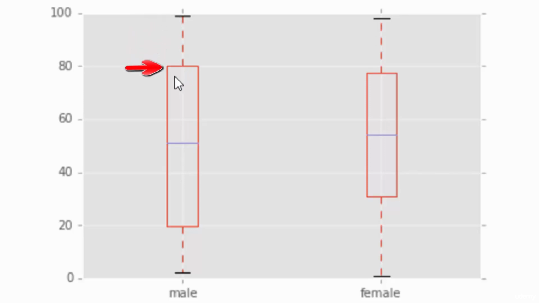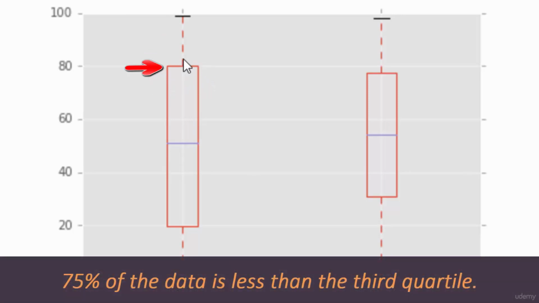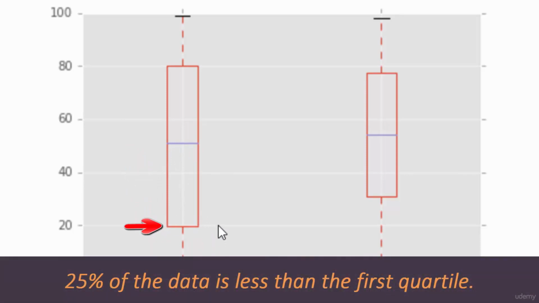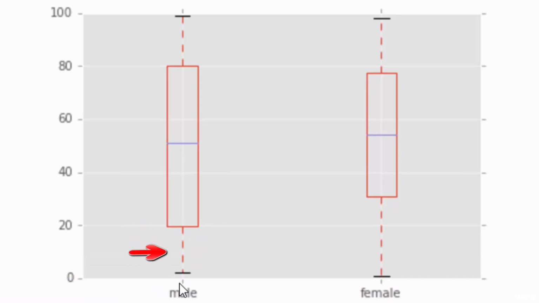Moving down to the top of this battery-like box, it is the third quartile. The quartile means that 75% of the value in this column is smaller than the quartile. Moving down, this dashed line inside the box is the median. Moving again, the bottom of this box is the first quartile. Lastly, the dash at the end is the minimum value. This is the same for the female column.